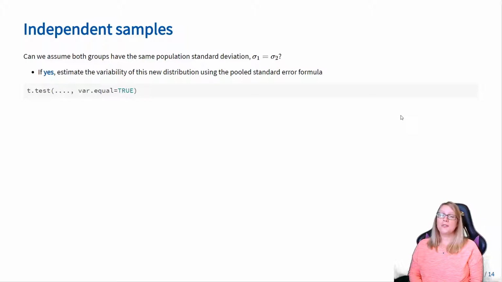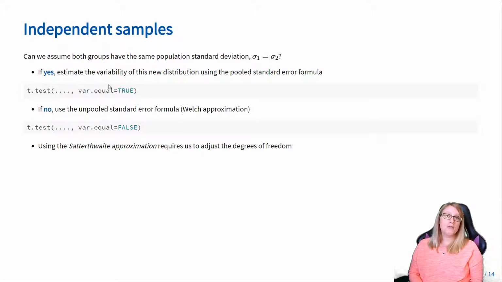So if we can assume that both groups have the same population standard deviation, that is that sigma 1 is equal to sigma 2, then we'll estimate the variability of this new distribution using what's called the pooled standard error formula. In R, we'll specify this by using the option var.equal = TRUE. If no, we'll use a formula called the unpooled standard error formula, or the Welch approximation. To denote this in R, we will set var.equal to FALSE.